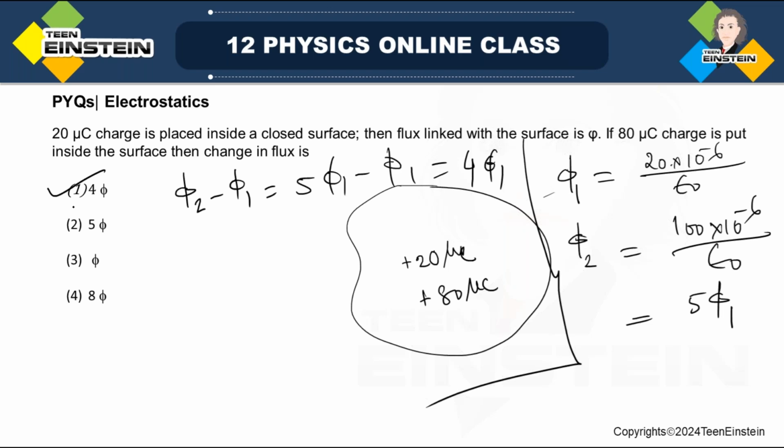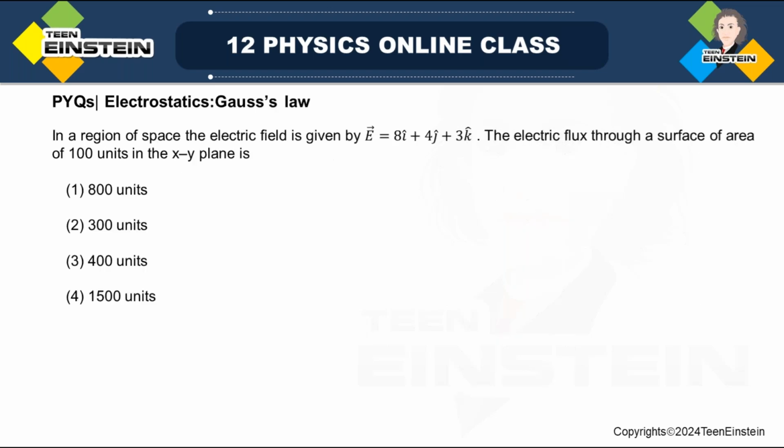Okay, now let us go to the next problem. All right, so what is this question saying? In a region of space, electric field is given by E = 8i + 4j + 3k. Like that, the electric field is given. The electric flux through the surface area of 100 unit, what will be the flux in the XY plane?